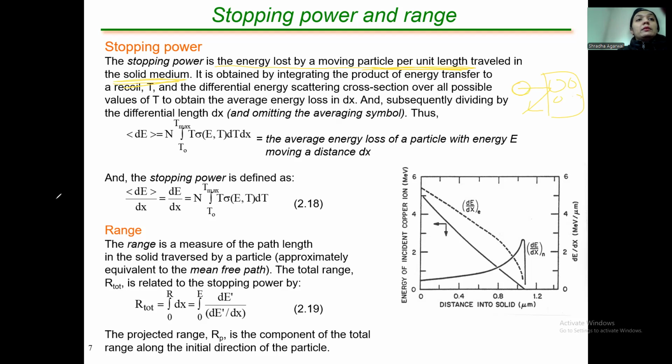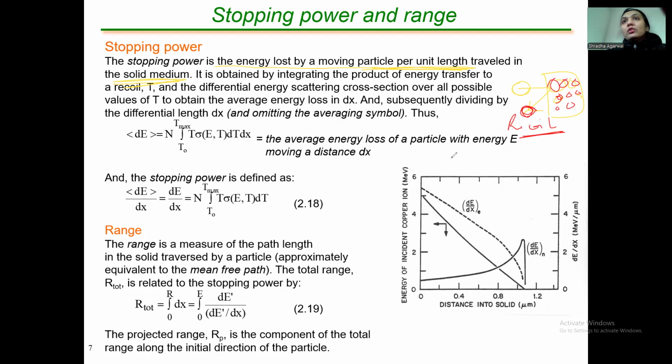I'm always trying to use different colors here. Red color for the solid atoms. This is a recoil, right? So we are saying, what is the stopping power? How much this yellow atom, or the incident atom, is losing inside this material? And it depends. It is a product of energy transfer to recoil.